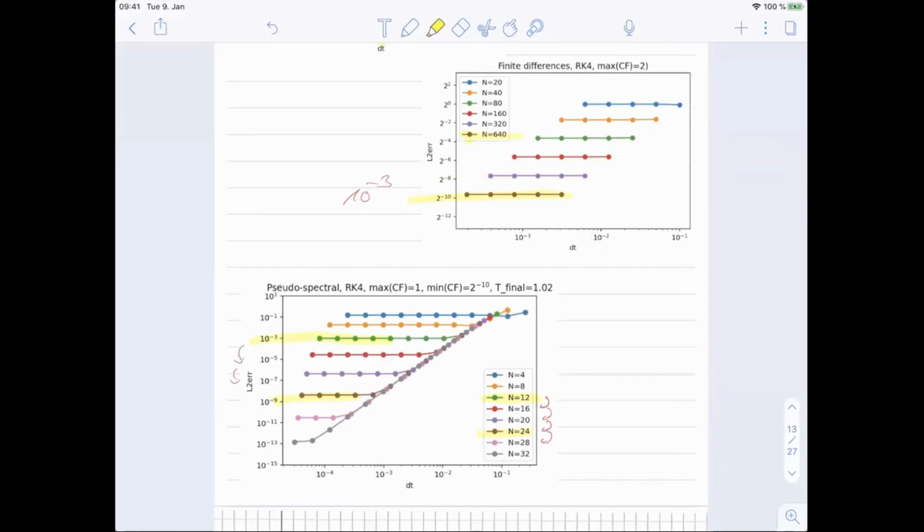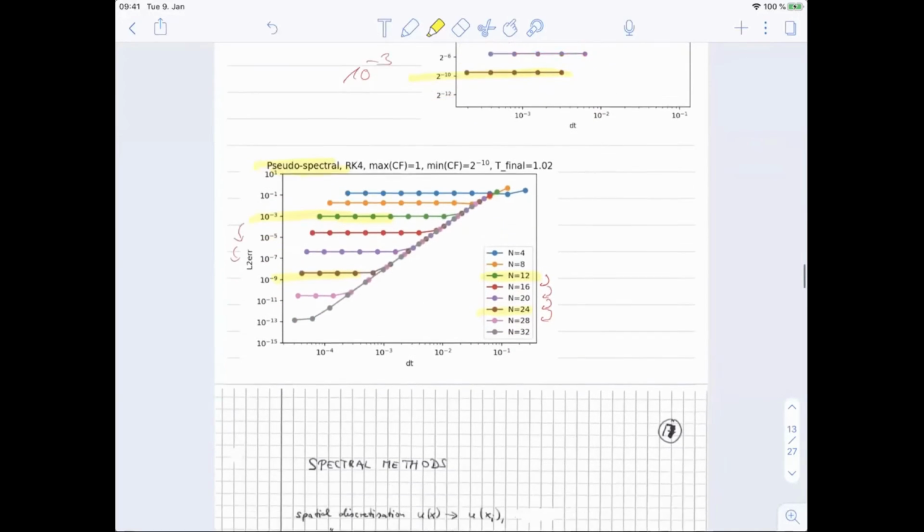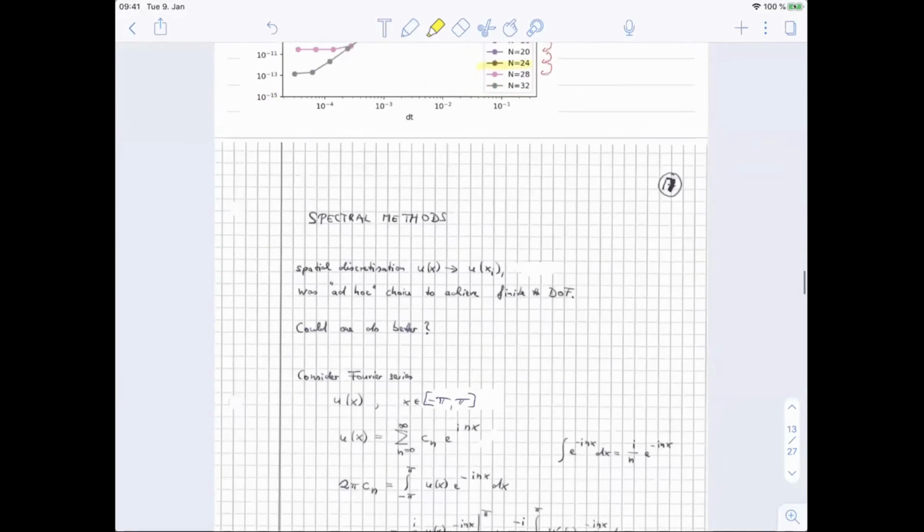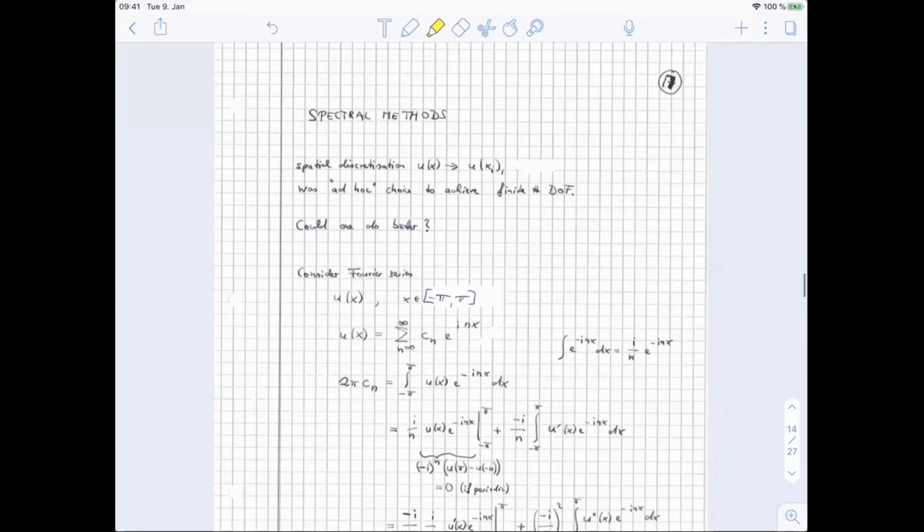So, this method here that looks so astoundingly more accurate than the finite difference code is one of the pseudo-spectral methods, or is a pseudo-spectral method. And so let's actually talk about what this is and how it comes in.